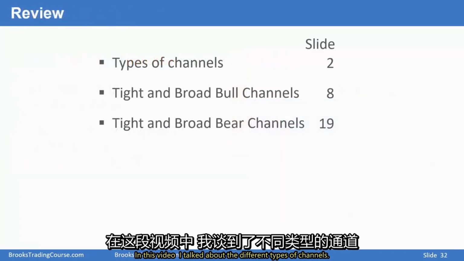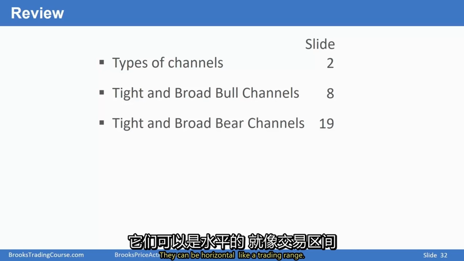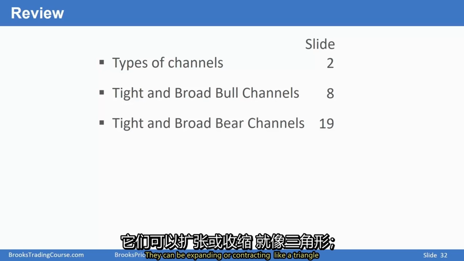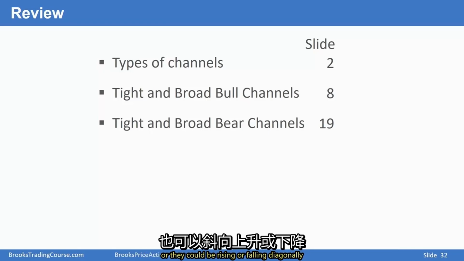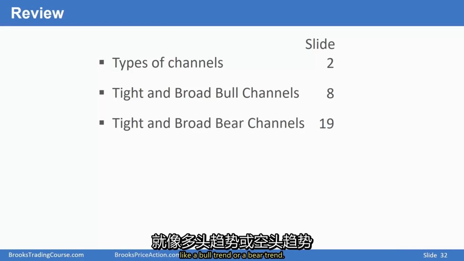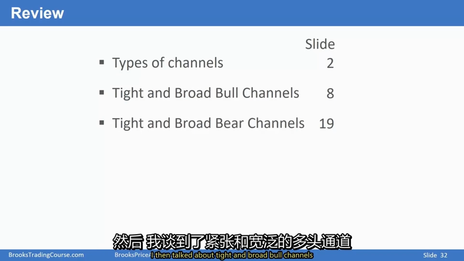In this video, I talked about the different types of channels. They can be horizontal, like a trading range. They can be expanding or contracting, like a triangle, or they could be rising or falling diagonally, like a bull trend or a bear trend. I then talked about tight and broad bull channels, and finally I talked about tight and broad bear channels.